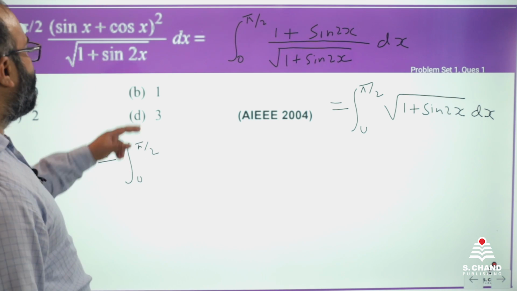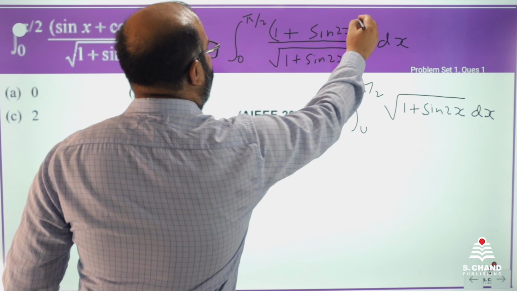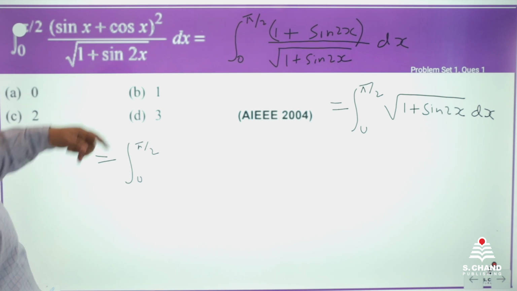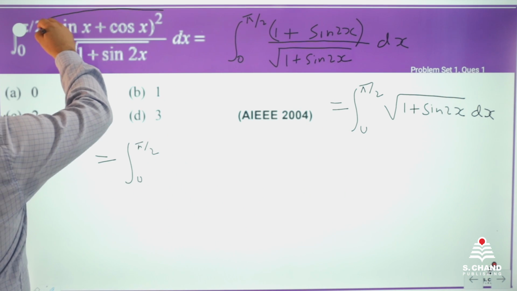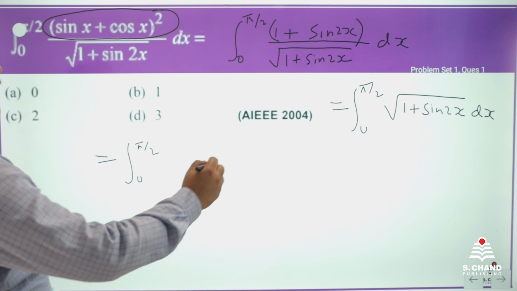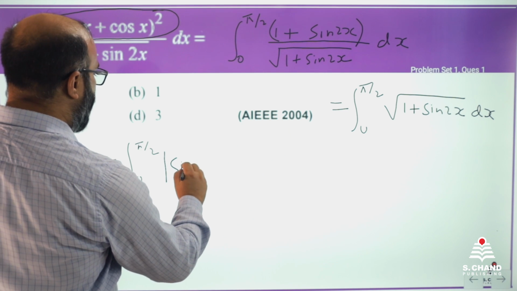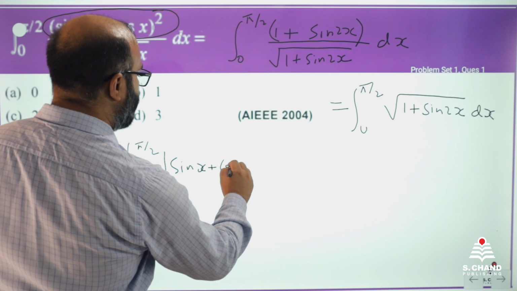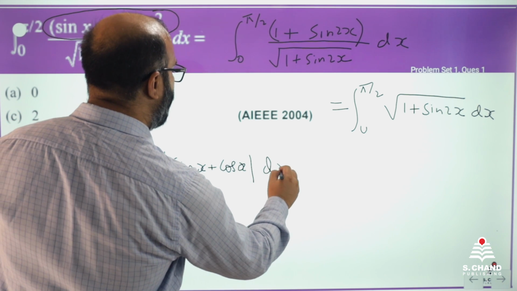Now again, the same 1 plus sin 2x can be written as (sin x plus cos x) whole square, because on expansion it will give sin square x plus cos square x, which is 1, plus 2 sin x cos x, which is sin 2x. So you can write this as mod of sin x plus cos x, as the square and root will cancel and you will get a mod.